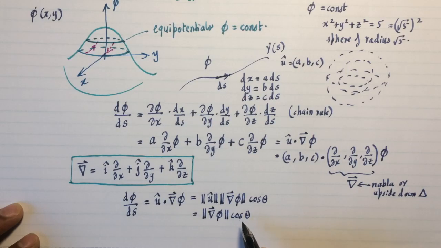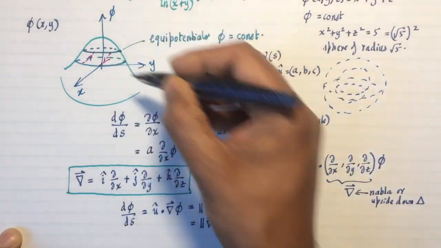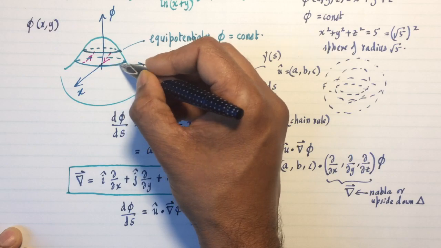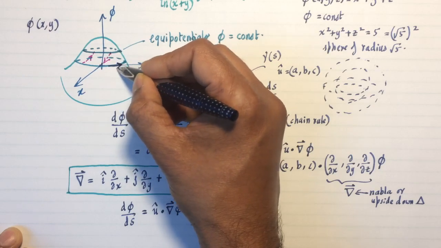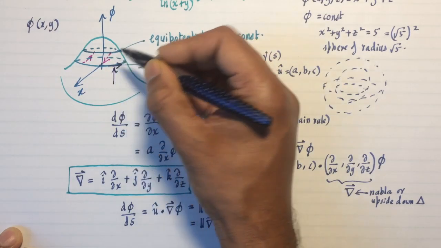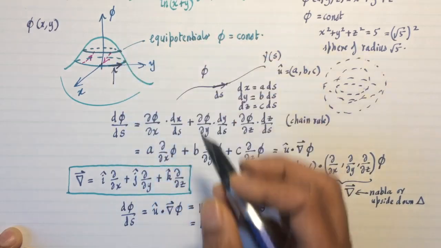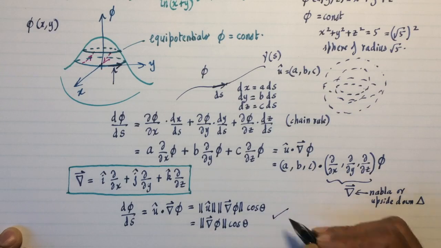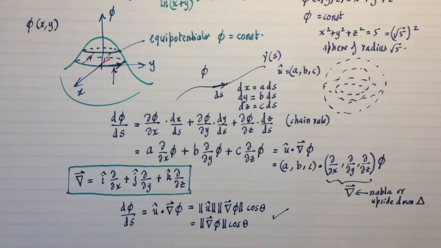The other thing you notice is interesting. When theta is 90 degrees, d phi by ds is actually 0. So that makes sense also, because when theta is 90 degrees, the rate of change of phi with respect to s is 0 because you are staying on the equipotential. So when you're staying on the equipotential, there is no rate of change of phi with respect to s. So all these things make sense for the gradient operator.